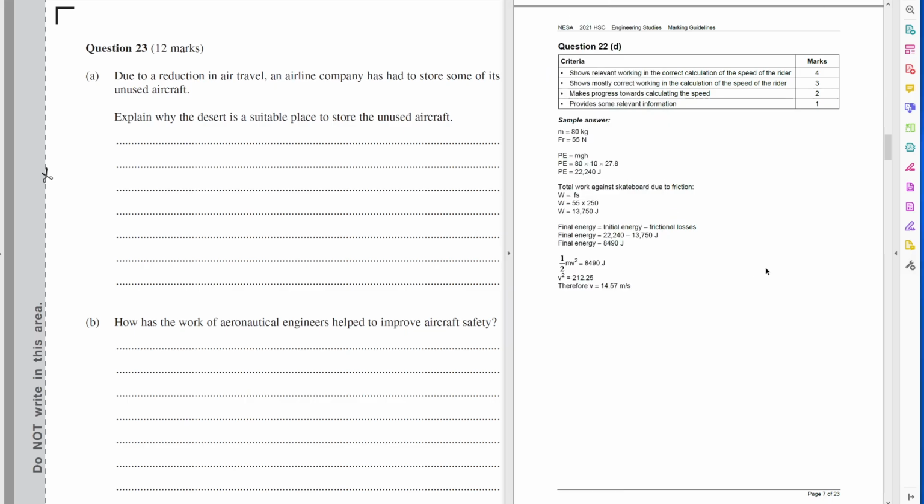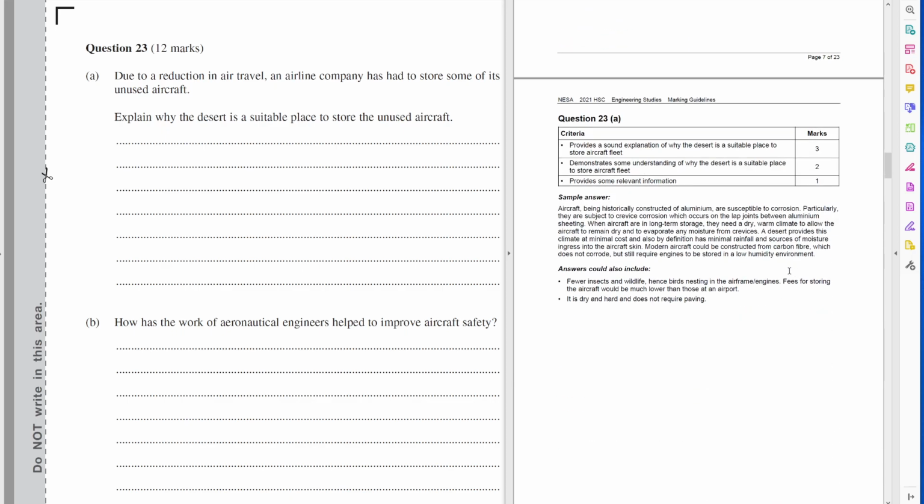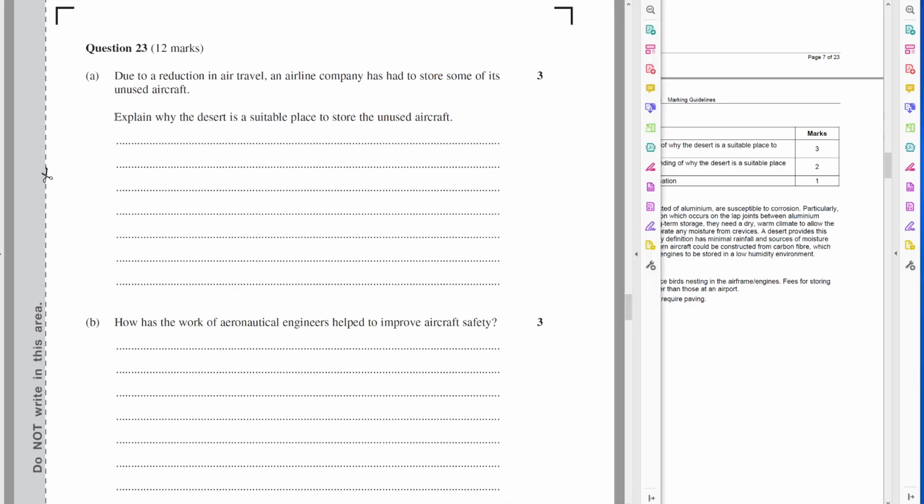Now, we'll have a look at what some of the sample answers are. Okay, so some information provides a sound explanation why the desert is suitable. It says here you can get 3 marks for one explanation. For 3 marks, I would be thinking: underline, circle, explain. Explain means cause and effect, and we'd underline desert and unused aircraft, those would be the 2 lines. Although it doesn't say multiple, when I look at 3 marks, I would think I really want to try and get 2 answers there.